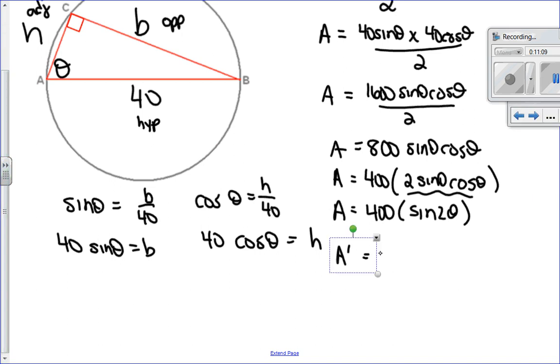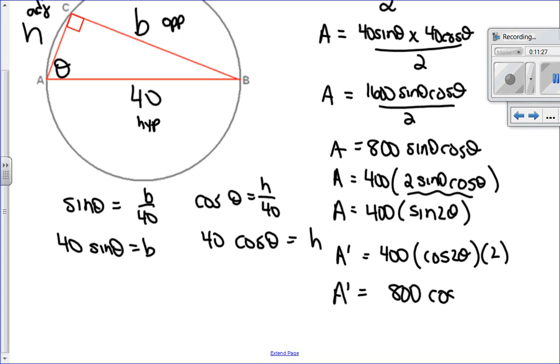So the derivative is going to be 400 times... Now the derivative of sine is cosine, but it's not just sine of theta, it's sine of 2 theta. So I also have to multiply it by the derivative of the angle. The derivative of 2 theta is just 2. So that means that my first derivative is 800 times cos of 2 theta. So we're going to set that equal to 0 and solve.